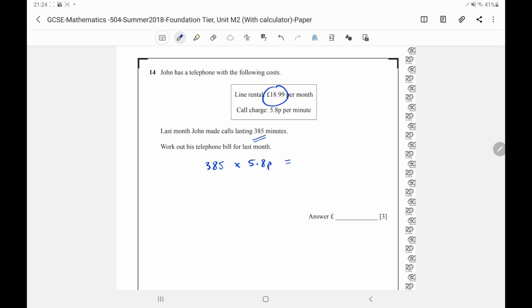So whenever you work out in your calculator, you get 2,233. And that's in pence. But if you divide it by 100, then you get pounds and pence. So the call charge that he makes in that month is £22.33. But for his total, you have to add on your line rental. So $18.99 plus 22.33 in the calculator gives you £41.32.